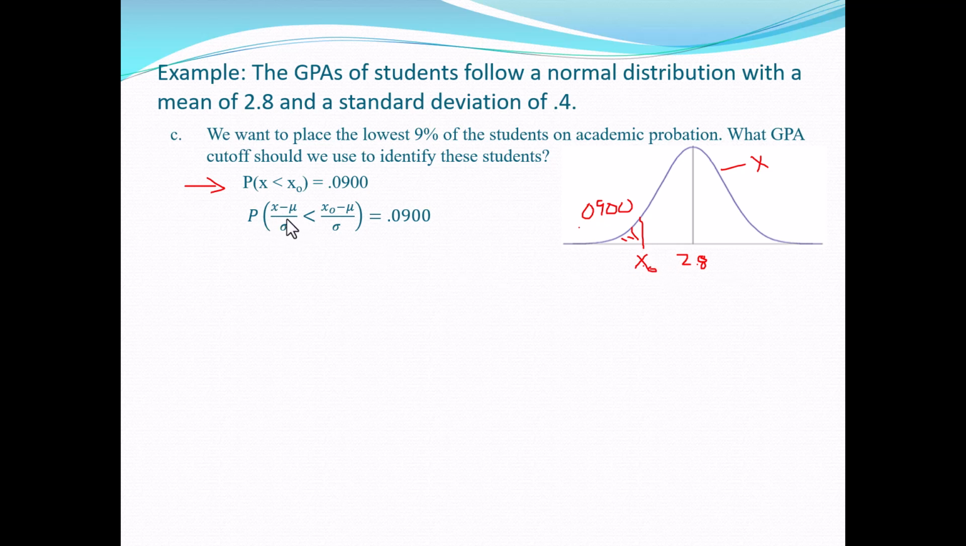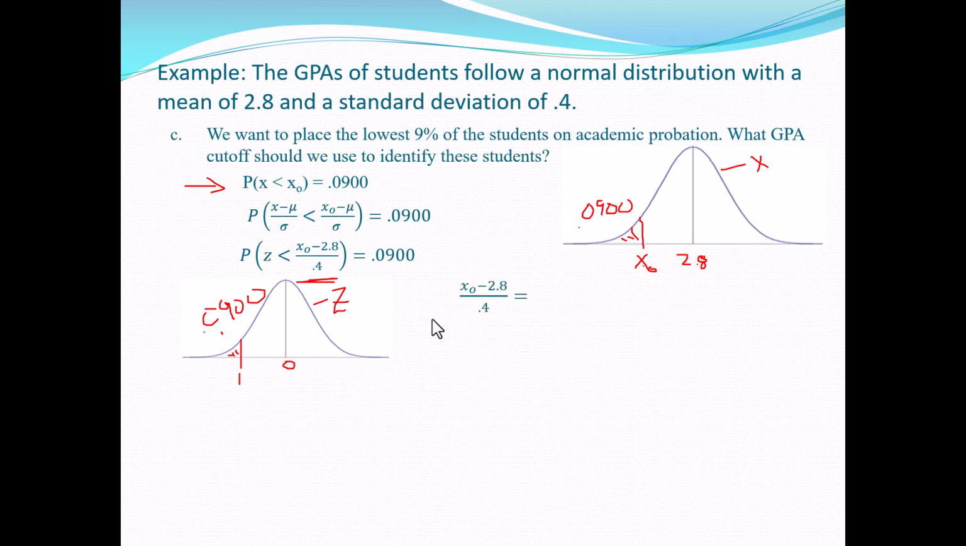We would apply the standard normal transformation, and I would subtract mu, divide by the standard deviation on both sides of this equation. That keeps the probability intact. That gets me here, which gets me to this picture. I just transformed it to a standard normal. What that tells me is you have 0 in the middle. You have this point, X naught minus 2.8 divided by 0.4. That's the value right here. And I know this probability is still 0.0900.